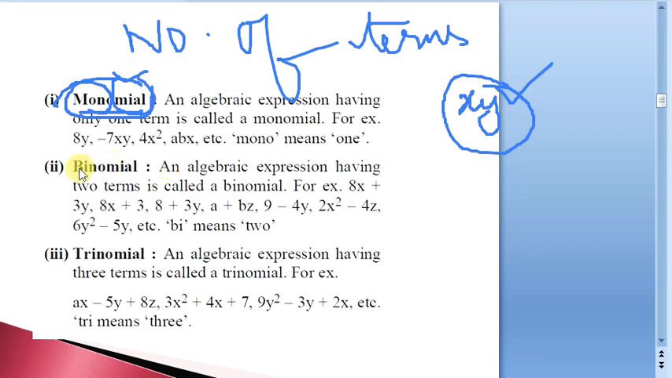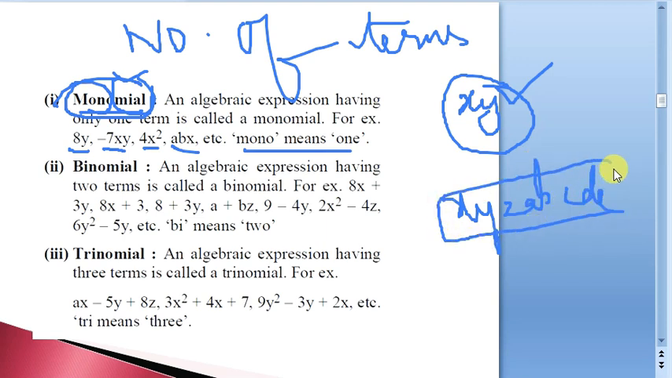In monomial, 5y is a monomial, minus 7xy is a monomial, 4x square is a monomial, abx is a monomial. Mono means one. Suppose I say xyzabcdf, I have taken the product of all the variables, but all these things are under multiplication. So this as a whole is only one term, and that is why it is also a monomial. I hope it is clear what a monomial is.